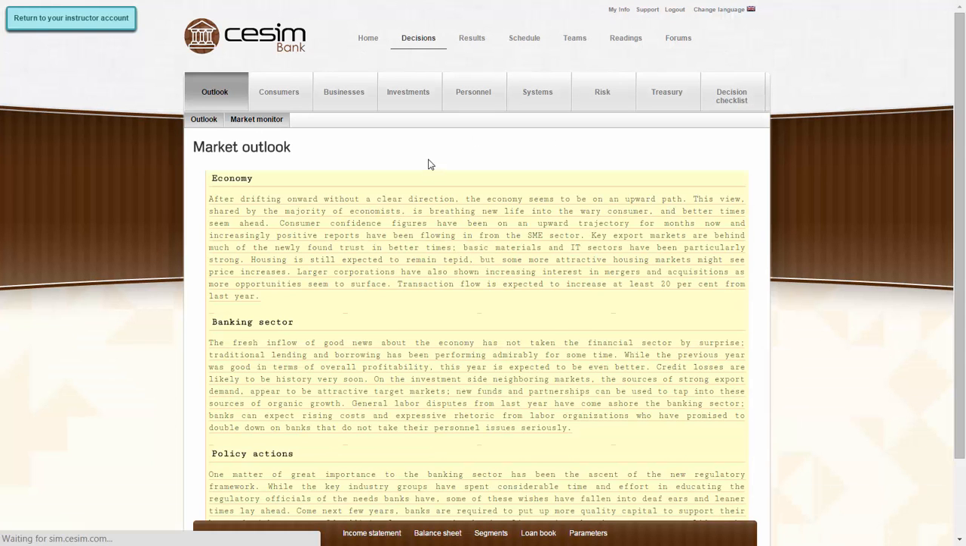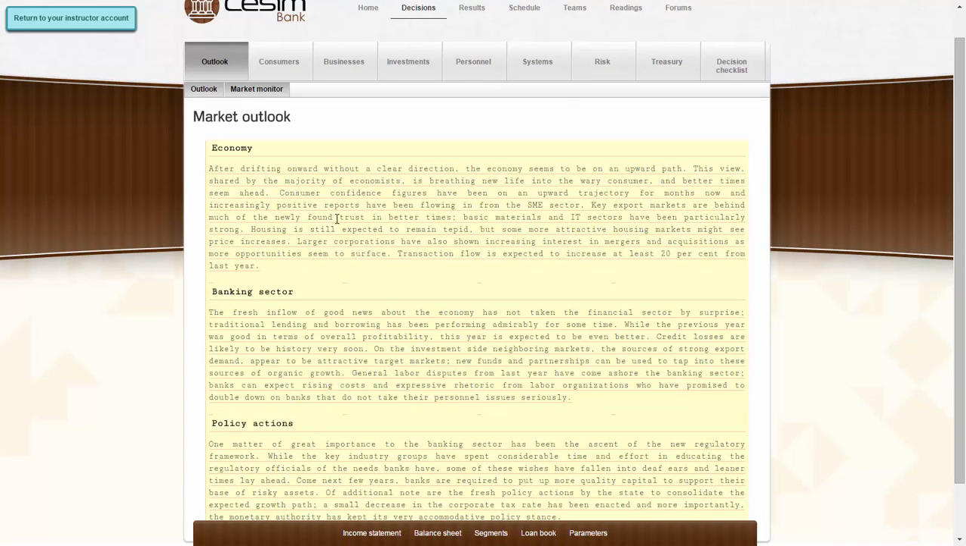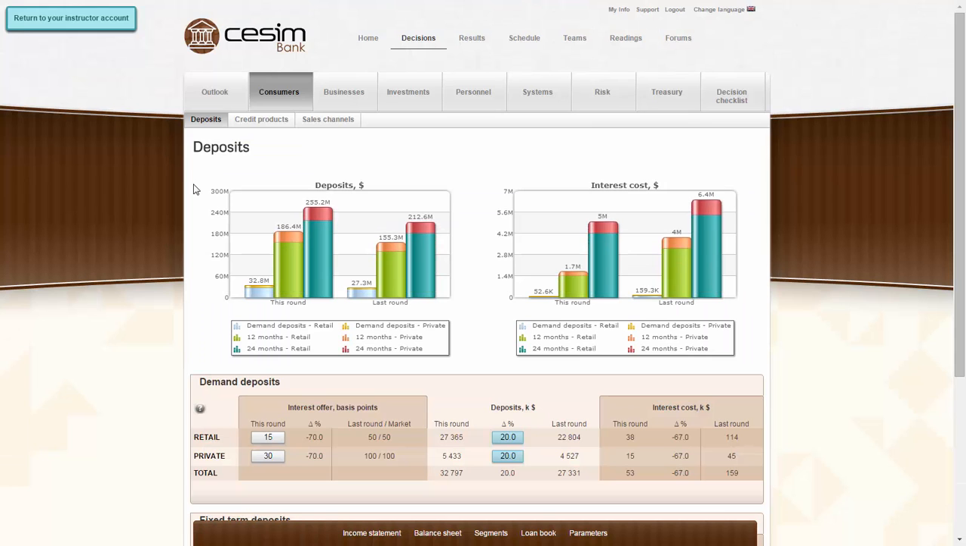Now let me go to the decision area, and the first thing that we find here in the decision area is a market outlook. This market outlook gives information about what is happening in the operating environment. Now this is important to read at the beginning of each round. Then the actual decision making starts here in the consumer section.